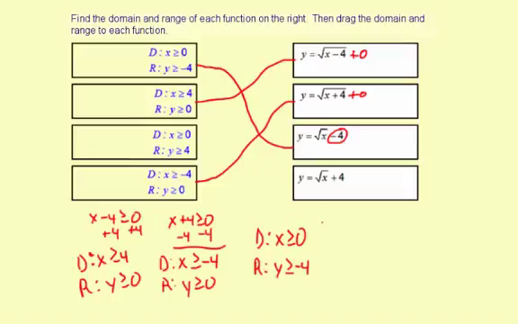And for the fourth one, x is by itself in the square root sign, so the domain is x is greater than or equal to 0, and the range is right here, y is greater than or equal to positive 4. So that matches here.